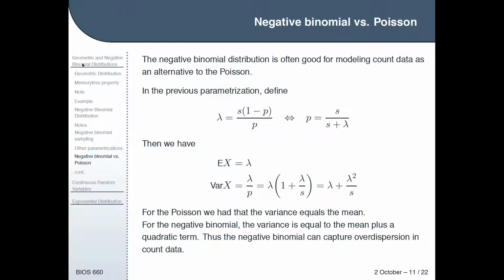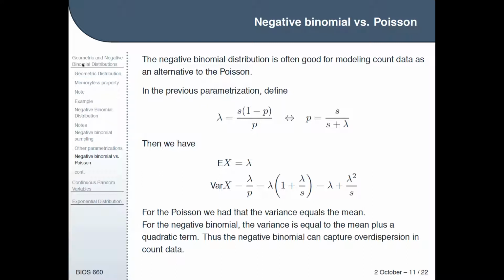If you haven't seen this before, I'm sure you'll learn it at some point in 663 or 762, or I honestly don't know where they teach this in our curriculum, but I'm sure we teach it somewhere. But for the time being, the important point is that the negative binomial distribution can be used to model the Poisson distribution with higher variance.